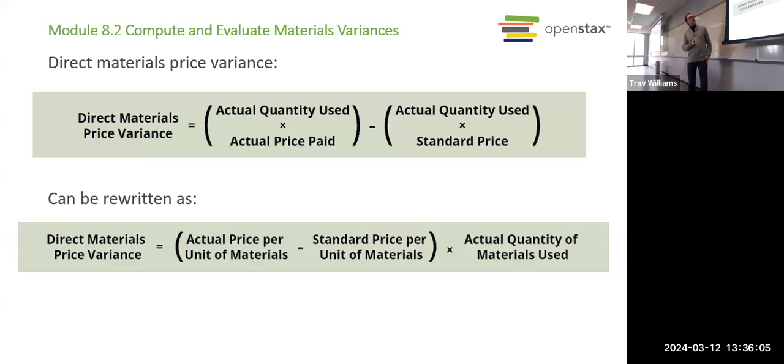All right, so let's see how this works. Your direct material price variance formula. We're taking the actual quantity of material that was used times the actual price that was paid for that material. And we're subtracting from that the actual quantity times the standard price for the material.